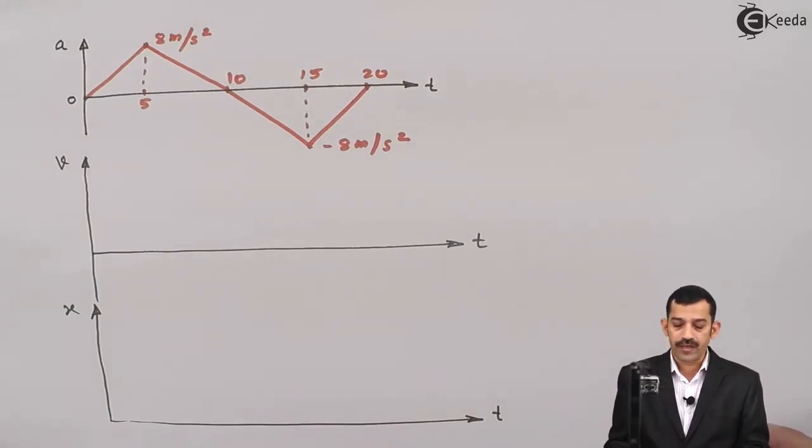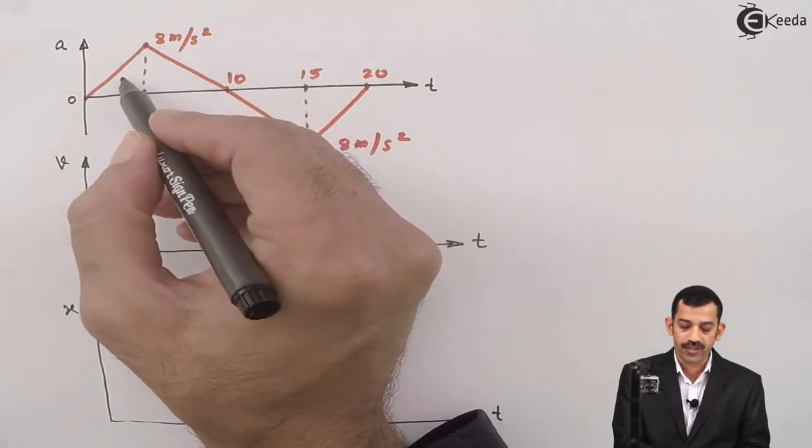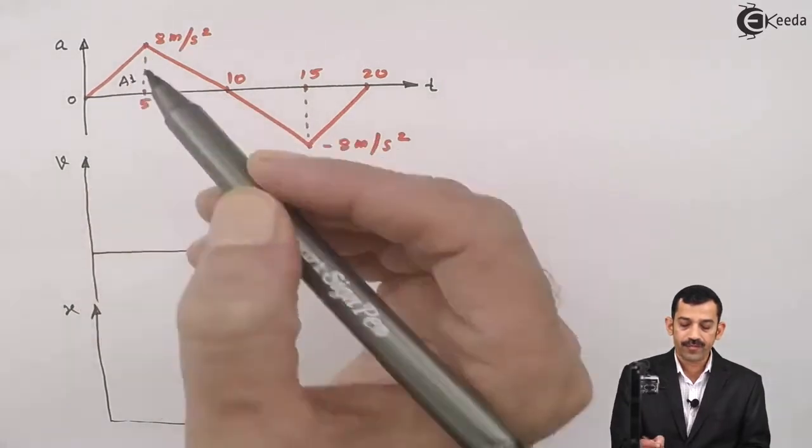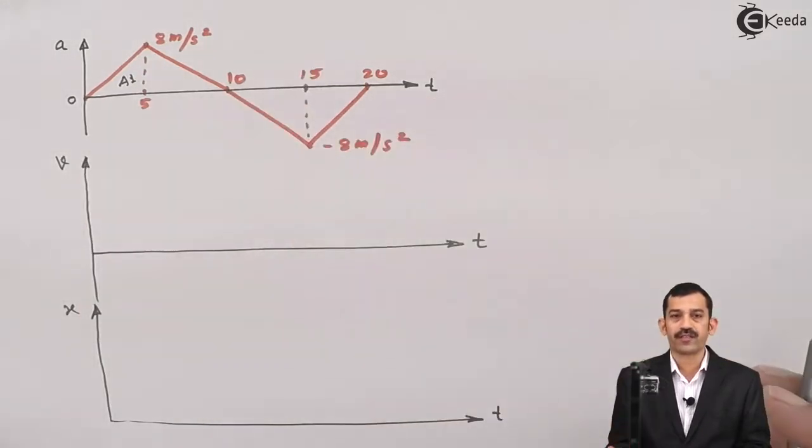Now to draw the VT diagram and to find out the velocities at different time instances, we'll use the fact that change in velocity is the area under the acceleration time diagram. For that purpose, if we take 0 to 5 seconds, this one is area A1. This area is above the t-axis, therefore we'll take the area as positive. If the area is below the t-axis, that area will be taken as negative.